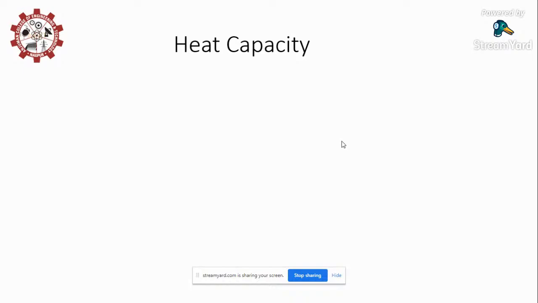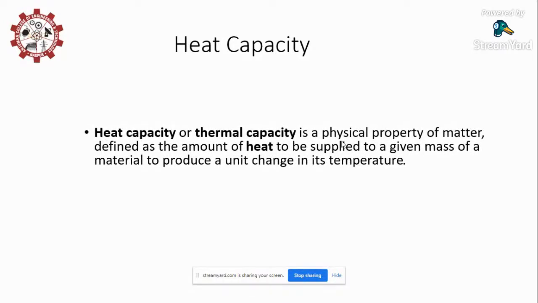Now when we talk about energy, thermal energy content, then we need to talk about the heat capacity as well. Everything has been interrelated to each other. So what is heat capacity? The other word which has been given to heat capacity is thermal capacity. Same word, thermal energy content and thermal capacity. So it's a physical property of matter which has been defined as the amount of heat to be supplied to a given mass of material to produce a unit change in its temperature. That means we need to supply a little amount of heat to a given mass of material so that the change in temperature is 1 degree Celsius. Am I clear?